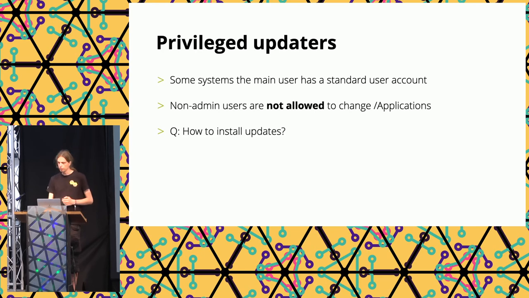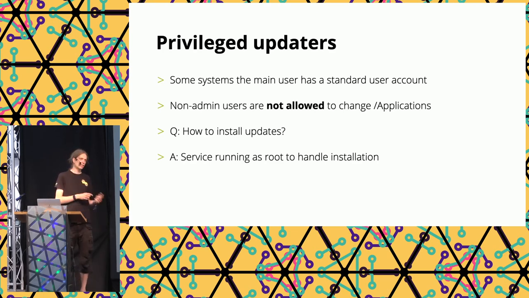Well, many people found the solution. You install a very small, separate service, and you run that service with root privileges, and you use it only to do the installation step. So you have this one service that can update the application, but the rest of the application runs as a normal user, with a separate service that has permission to update it.